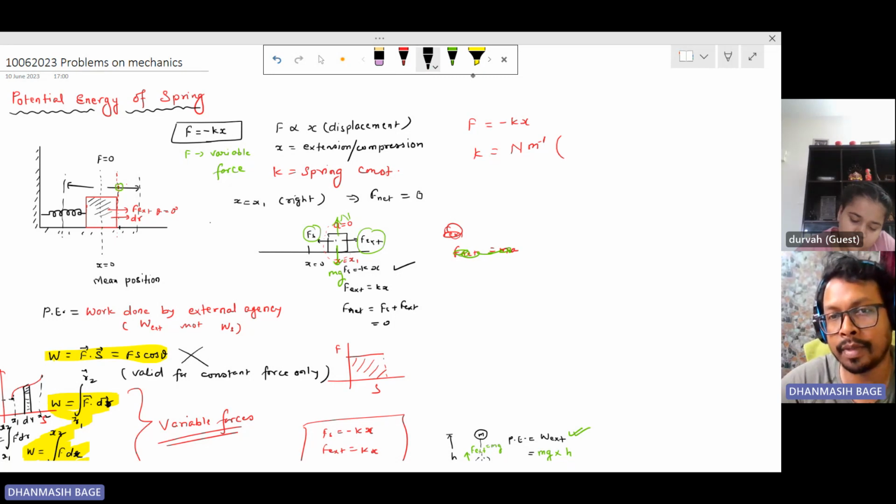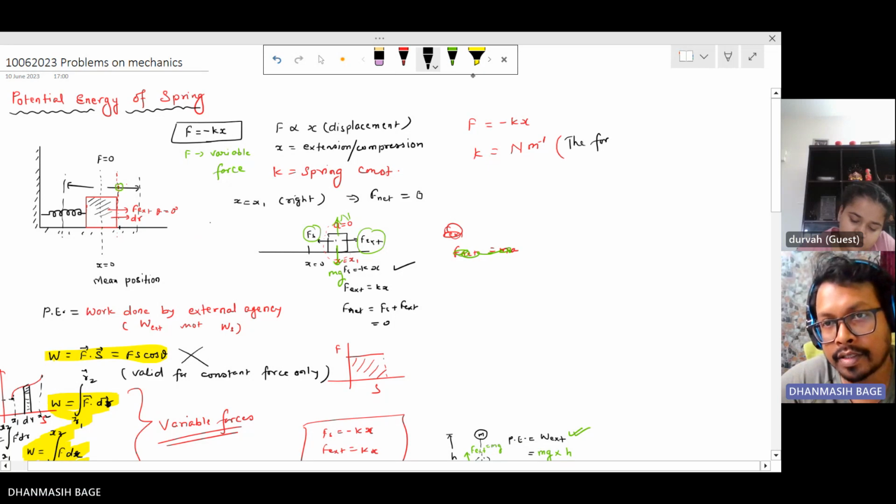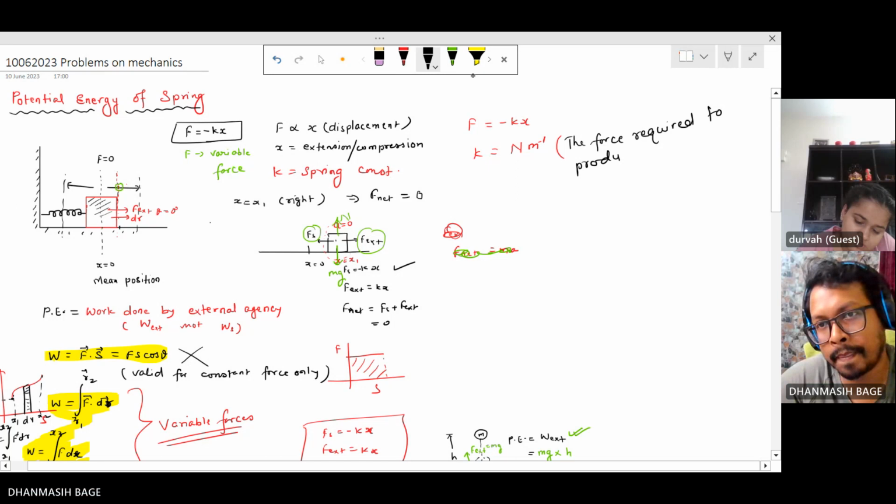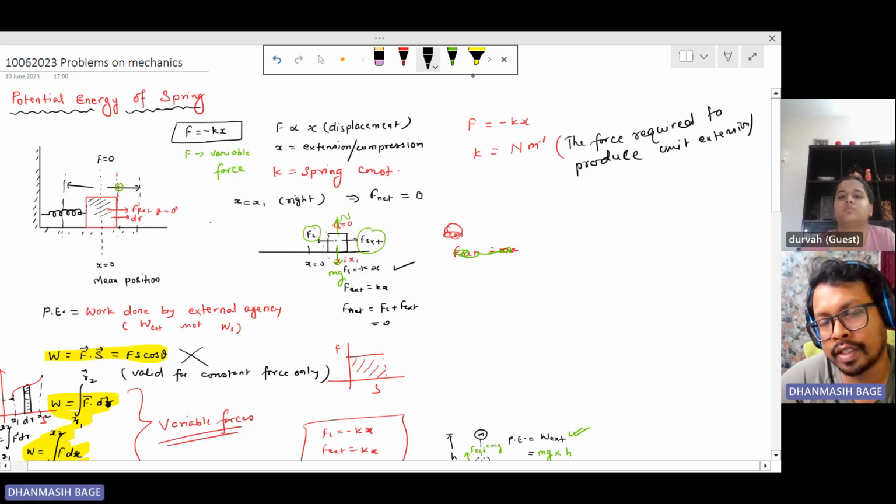It depends on the nature of the material: the force required to produce unit extension. And whether we talk about extension or compression, it means the same. The same force will be required.